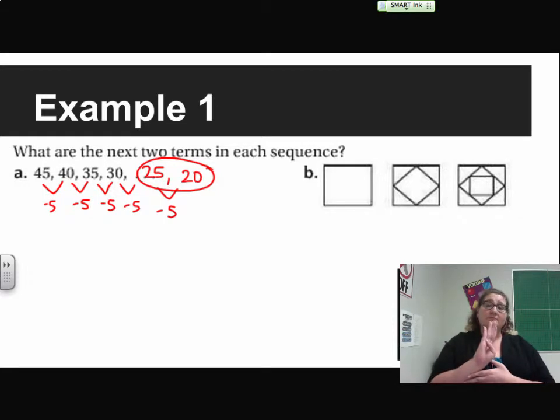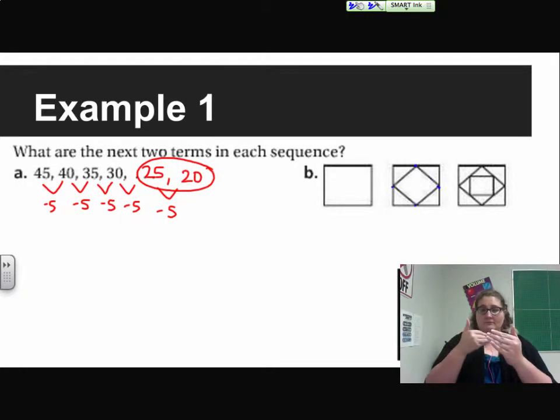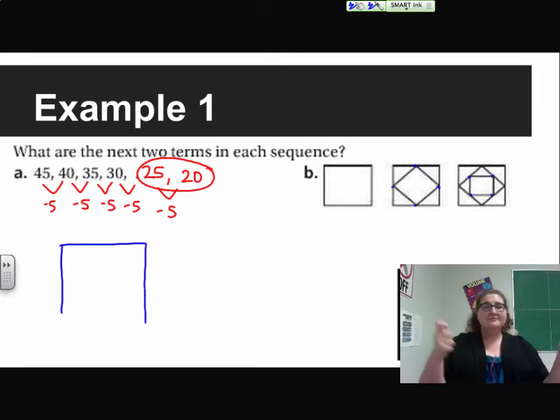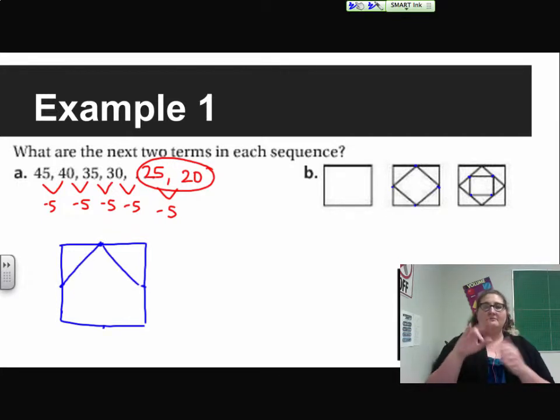Now on B, it appears that they're taking the midpoints of the sides of the previous figure and connecting them. And notice we have midpoints again here. I'm going to come over here so I have plenty of room. You'll want to draw this fairly large because it gets a little bit detailed. So there was the first one. This got us to the second term. This got us to the third term, and now we're at the fourth term.